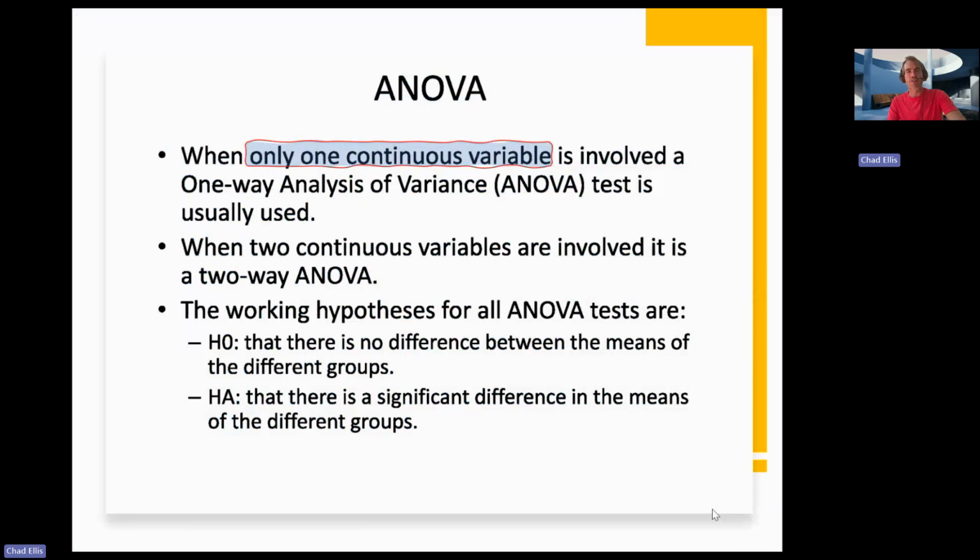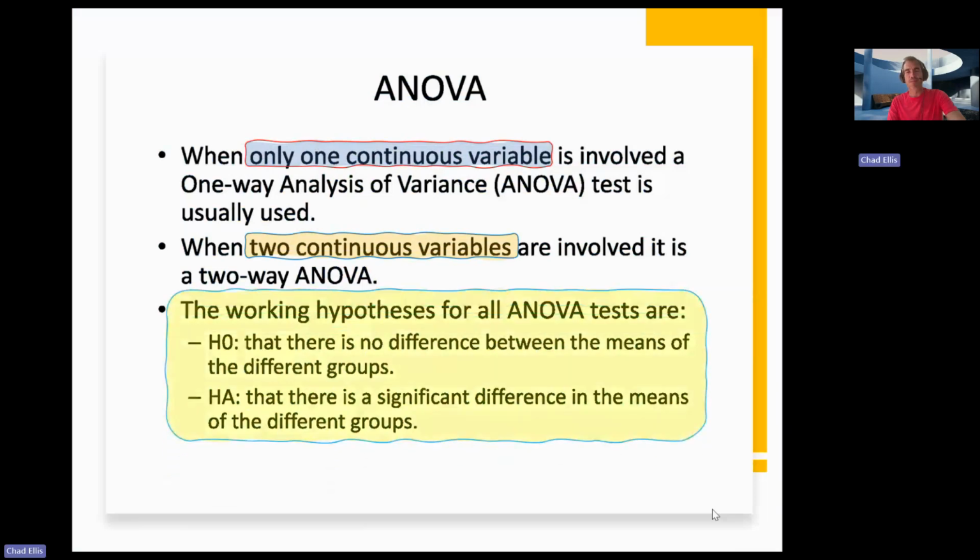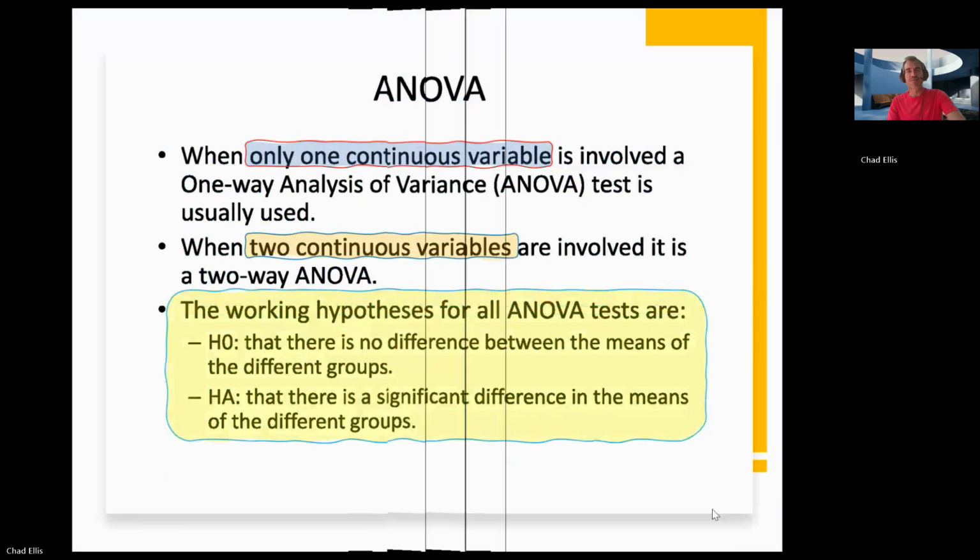So what's the working hypothesis for the ANOVA? Well, it doesn't matter whether it's a 1 or 2-way ANOVA. The null hypothesis is that there is no difference between the means of the different groups, that the differences that we see are just due to random sampling error. And when we reject that null hypothesis, that means that we're going to assume or assert that there is a significant difference in at least one of the means of those groups.